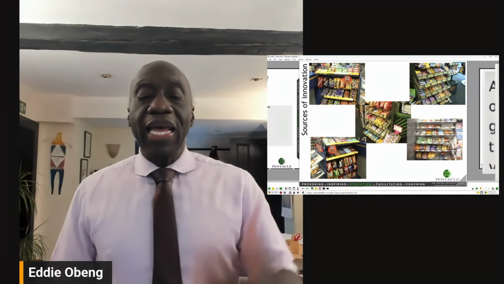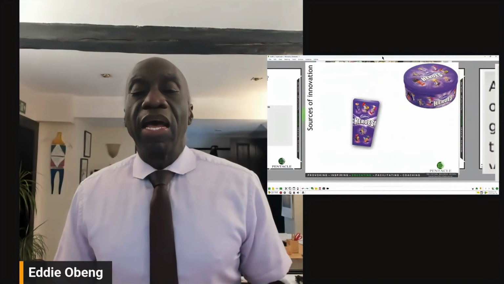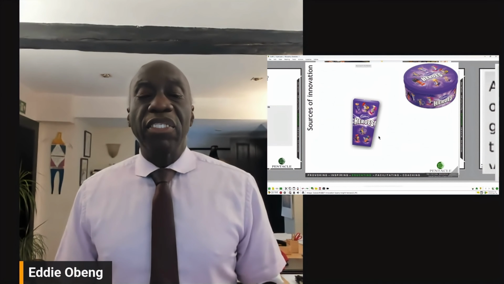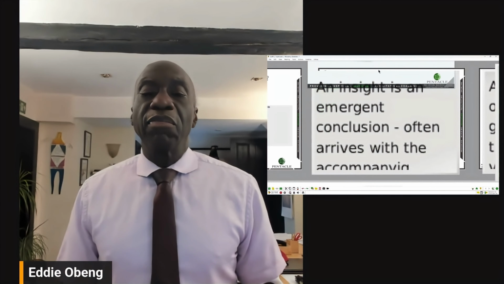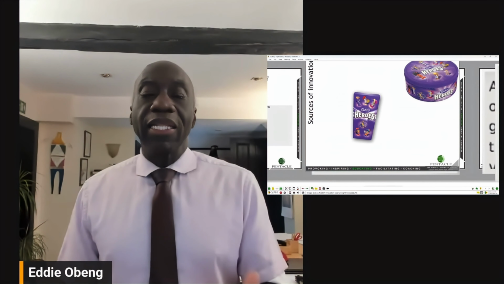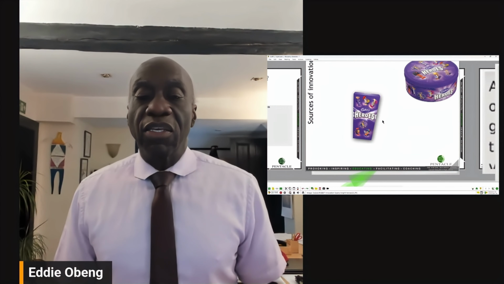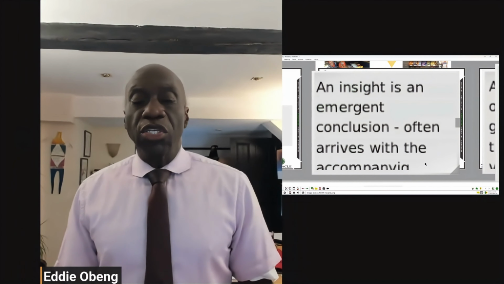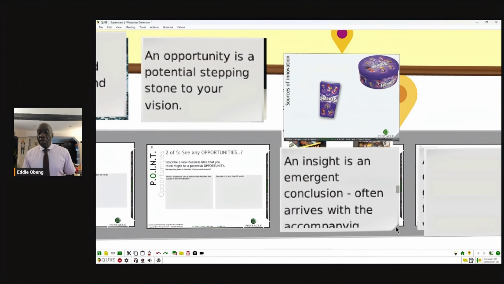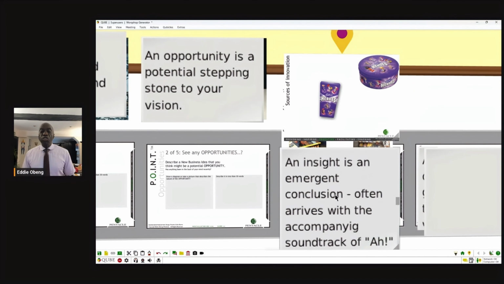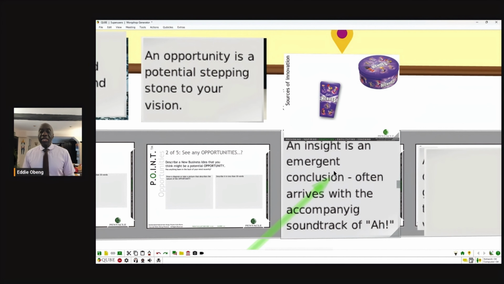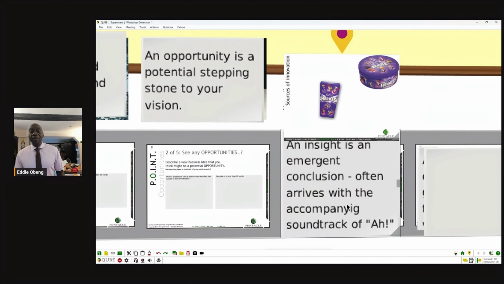So from that little insight, we created this thing called Cadbury's Heroes, which made millions and millions. Basically a box with all the little ones as miniatures in the same box. An insight is a conclusion which you get from an emergent situation. So that's an insight.